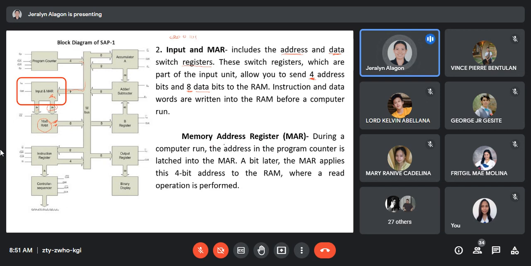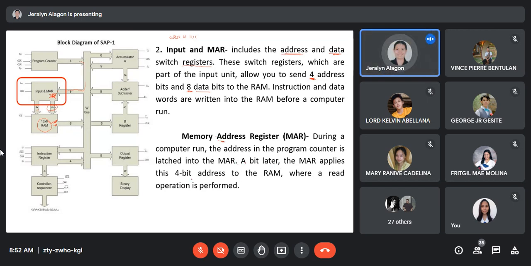Right? And what is MAR? That is the memory address register. So during a computer run, the address in the program counter is latched into the MAR. What is latch? It means attached, joined. Right? That address in the program counter is attached to the MAR.